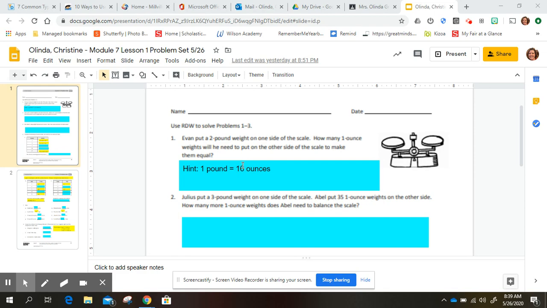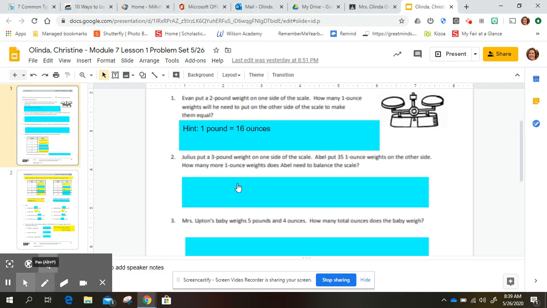Evan put a 2-pound weight on one side of the scale. How many 1-ounce weights will he need to put on the other side of the scale to make them equal? And then we have a hint here that says 1 pound equals 16 ounces. All right, so we know that he has 2 pounds. So in my tape diagram, I would have 2 boxes, and inside each box would be 16 ounces.